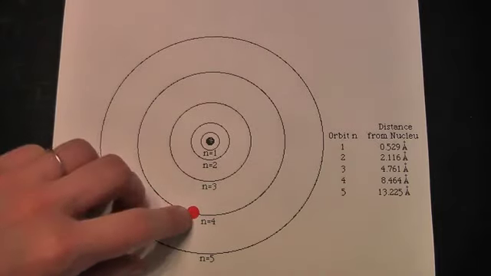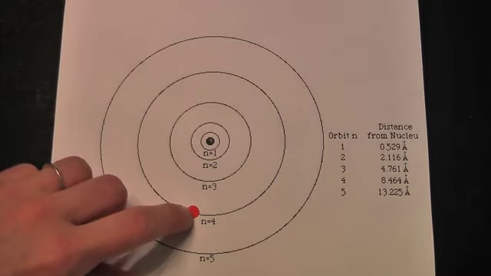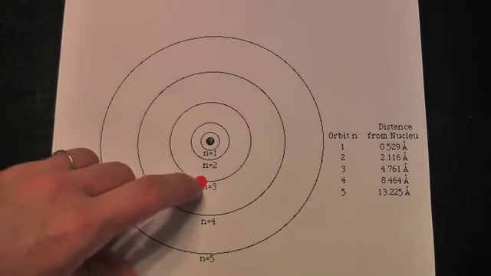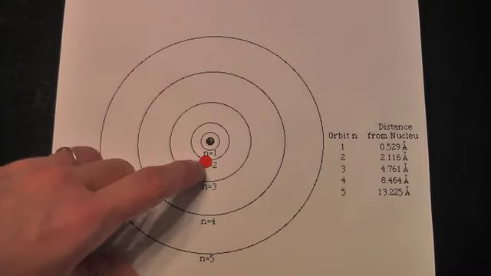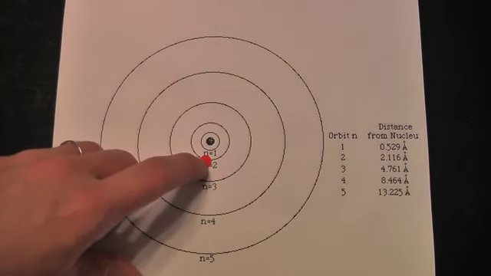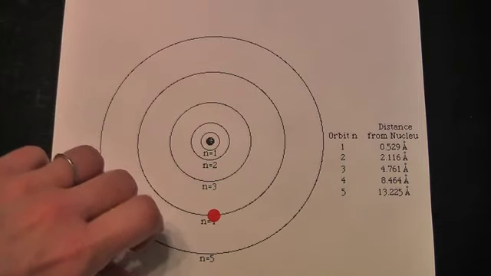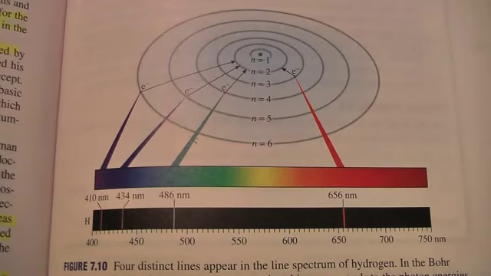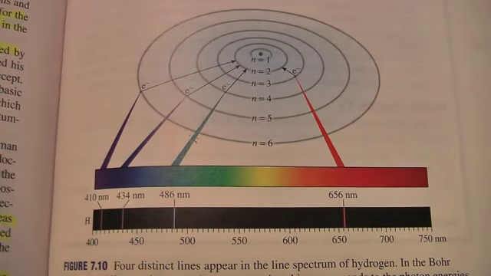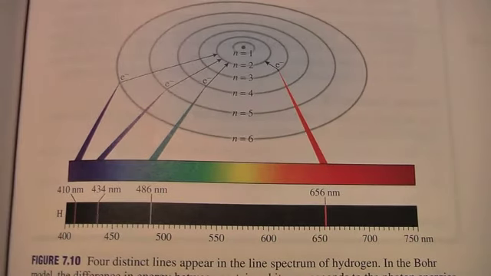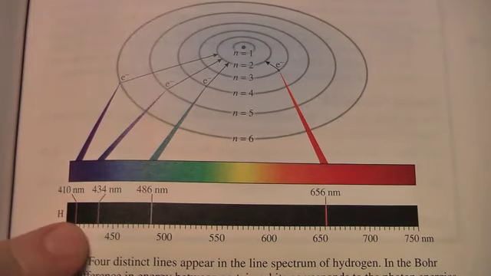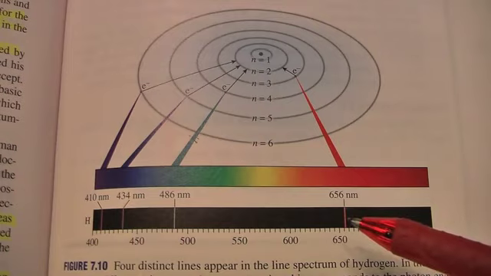Now electrons can release energy or emit energy and fall down to a closer orbit. On the other hand, an electron can absorb energy and move to an orbit further away from the nucleus. On page 253 in your textbook, you'll see figure 7.10. Bohr's model was accepted because it explained the hydrogen line spectrum, which is right here. Now this line spectrum is specific to hydrogen.